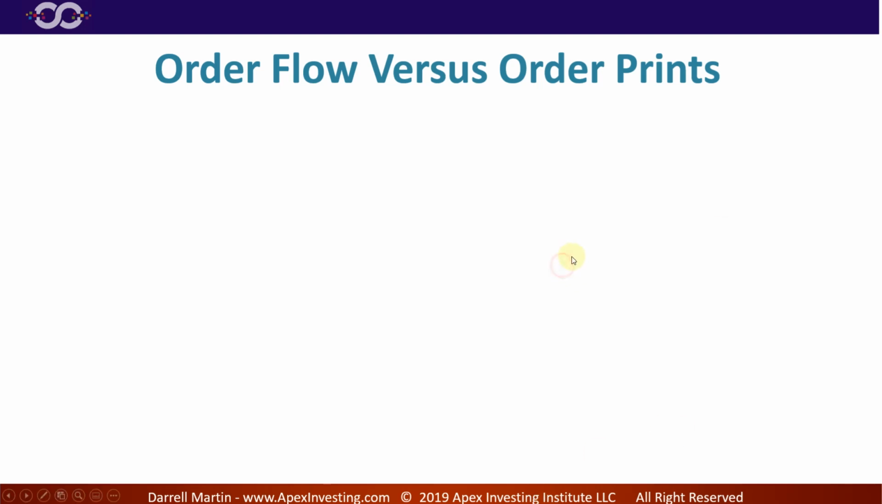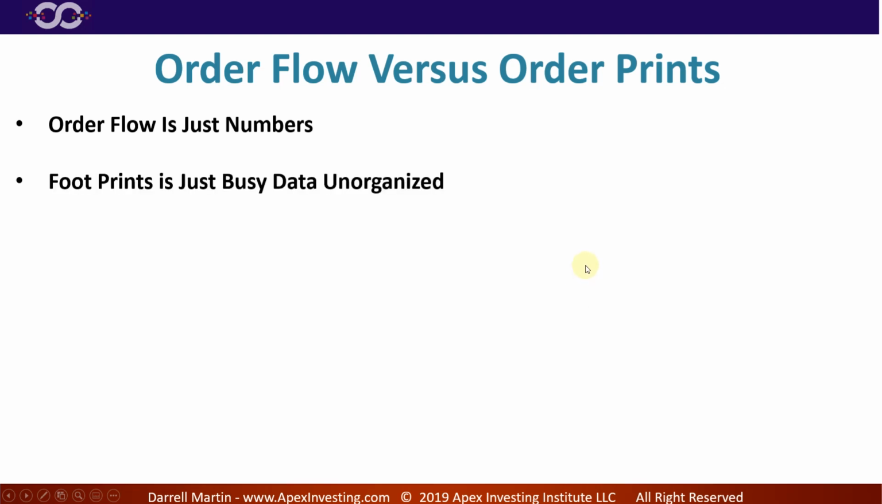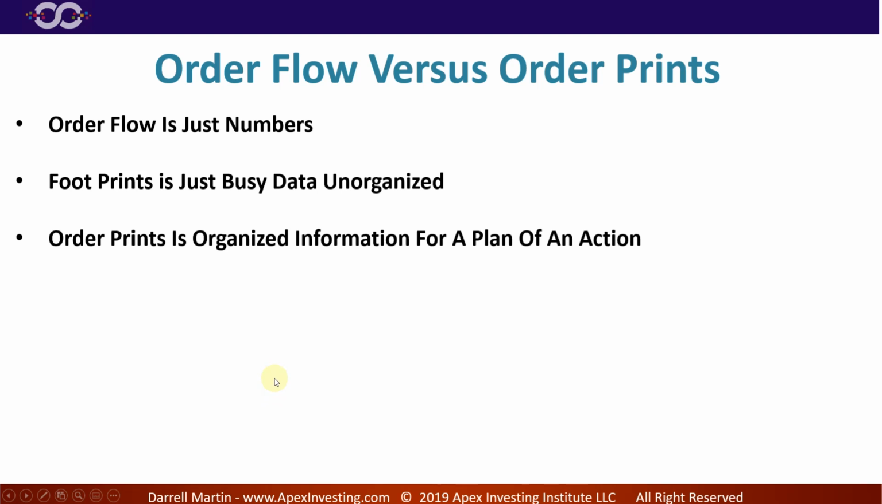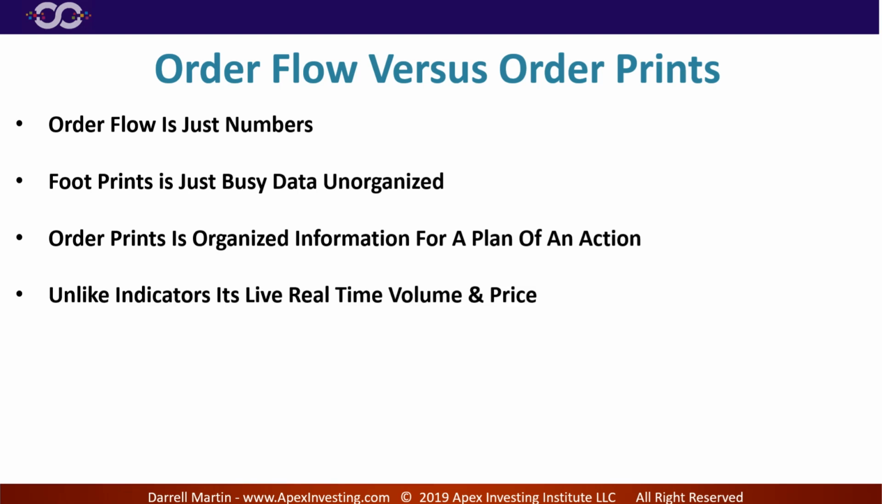Okay. Order flow itself is actually just numbers, right? So it's numbers of volume of what's happening on everything. Footprints really is just a lot of busy data that's unorganized. Okay? Order prints is a combination of order flow and footprints that's an organized information for a plan of action. And I'll show you the differences.